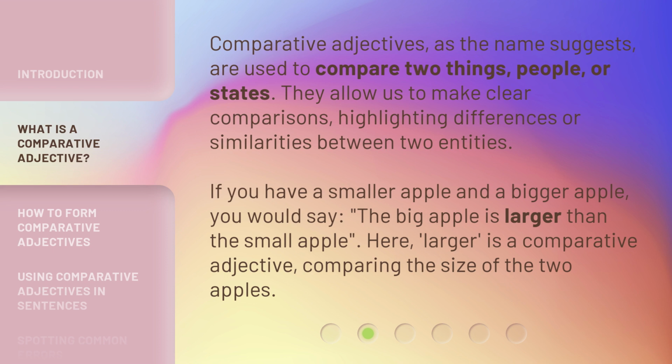Comparative adjectives, as the name suggests, are used to compare two things, people, or states. They allow us to make clear comparisons, highlighting differences or similarities between two entities. If you have a smaller apple and a bigger apple, you would say, the big apple is larger than the small apple. Here, larger is a comparative adjective, comparing the size of the two apples.